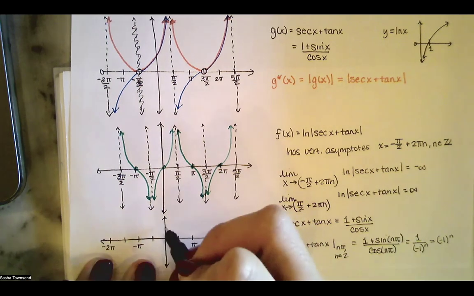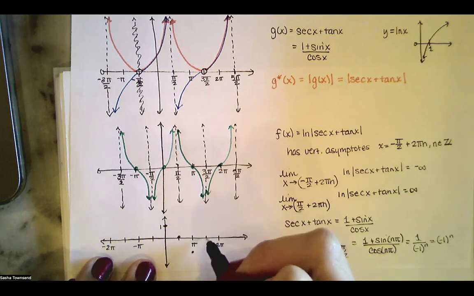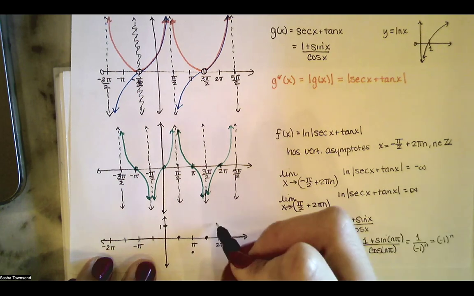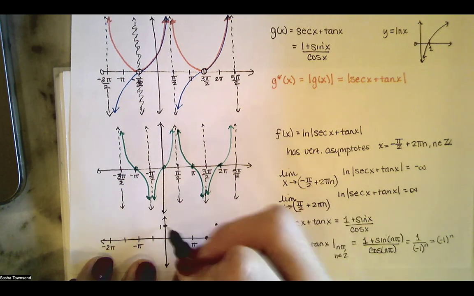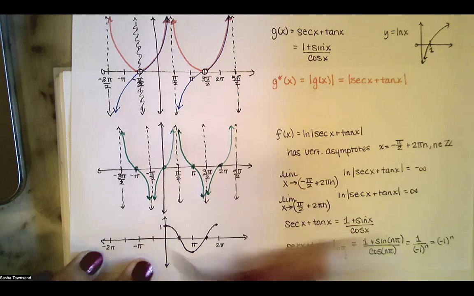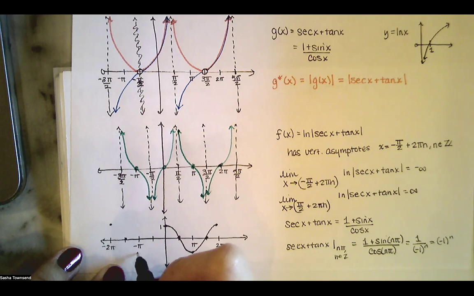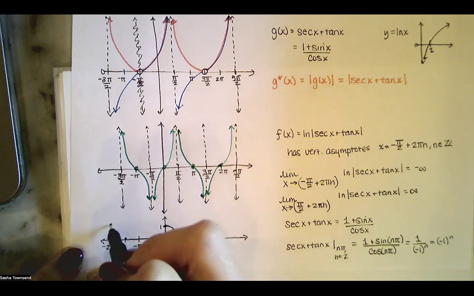Now cosine is 1 at 0, and then it's 0 at pi over 2, and then it's -1 at pi, and then 0 at 3 pi over 2, and then it's 1 again at 2 pi, and it repeats. This is my cosine function, and that continues in both directions. So it's max, 0, min, 0, max.